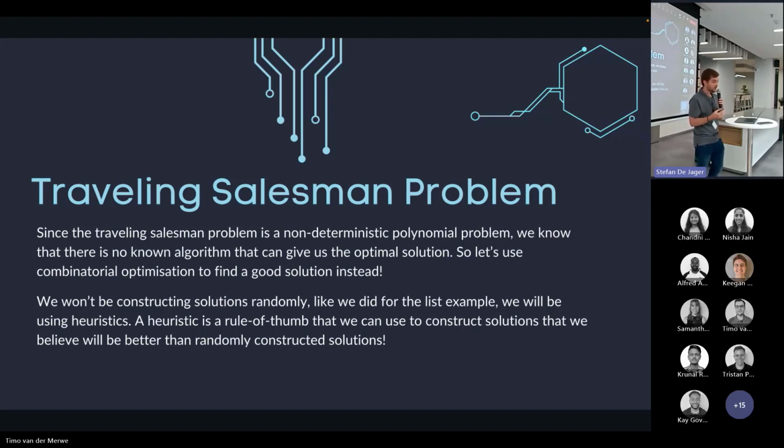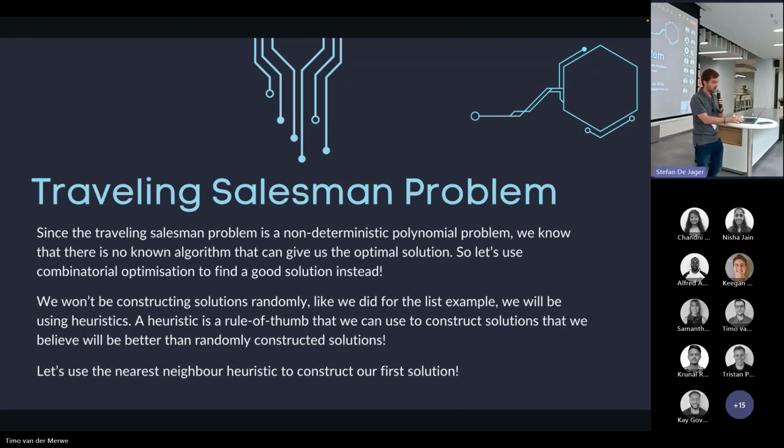So let's use combinatorial optimization to find a good solution instead. We aren't going to be constructing the solution randomly like we did when we did our list example. Instead, we're going to be using something called a heuristic. A heuristic is a rule of thumb that you can use to create a solution that you think is going to be better than a solution that you just created randomly. And we're going to be using a heuristic called the nearest neighbor heuristic. It's very simple. We just select the city that's closest to the city that the salesman is currently at.